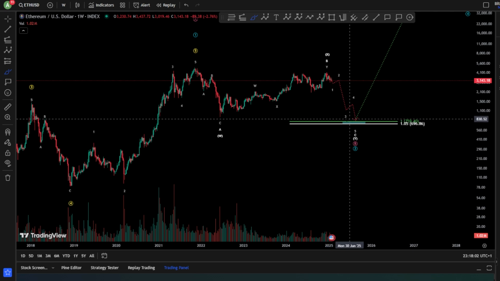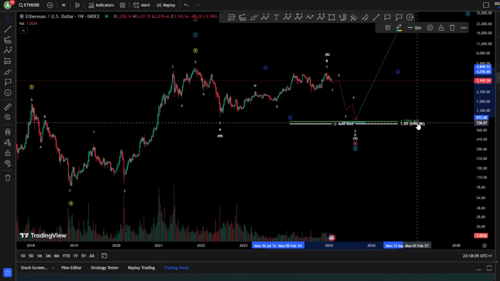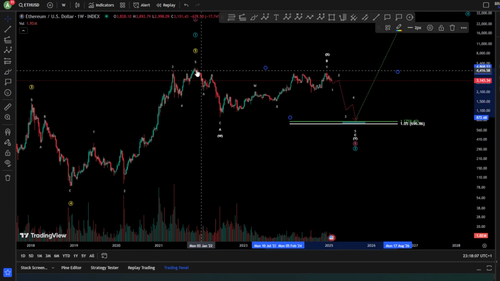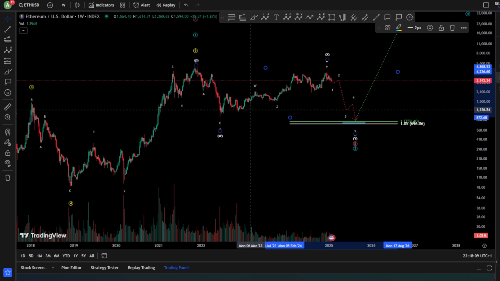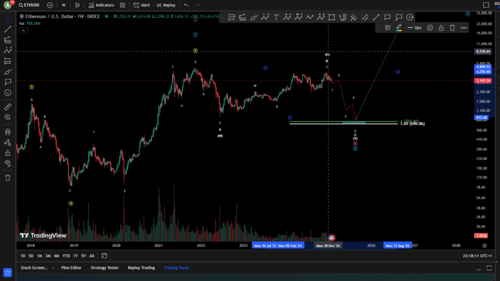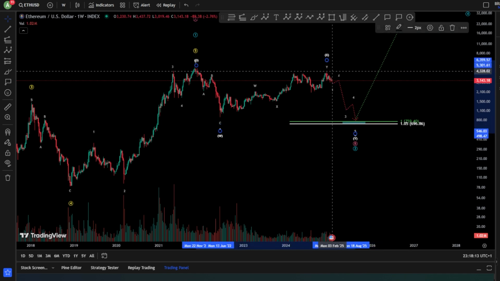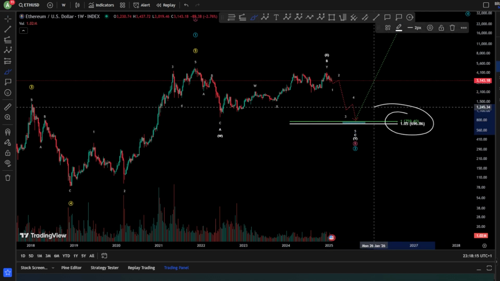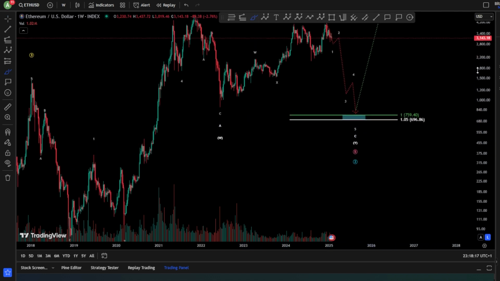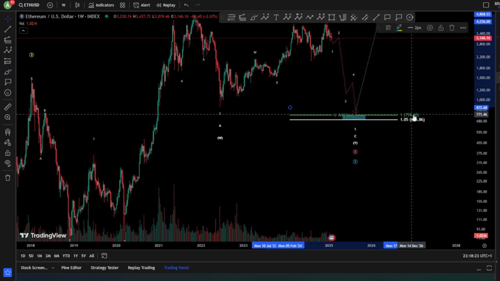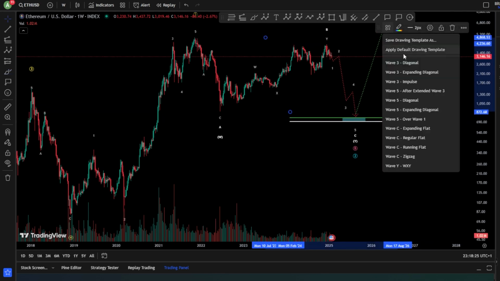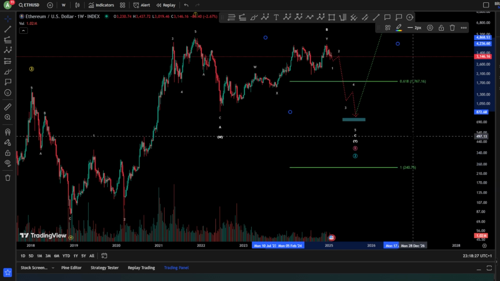Now, how much lower can we go? If we take the fib level from the start of this wave A and take it as a base point for the wave B, we get the wave C at the 1-to-1 fib level, $760 for Ethereum. Now, can this be something other than WXY? Your wave Y can be a wider range.